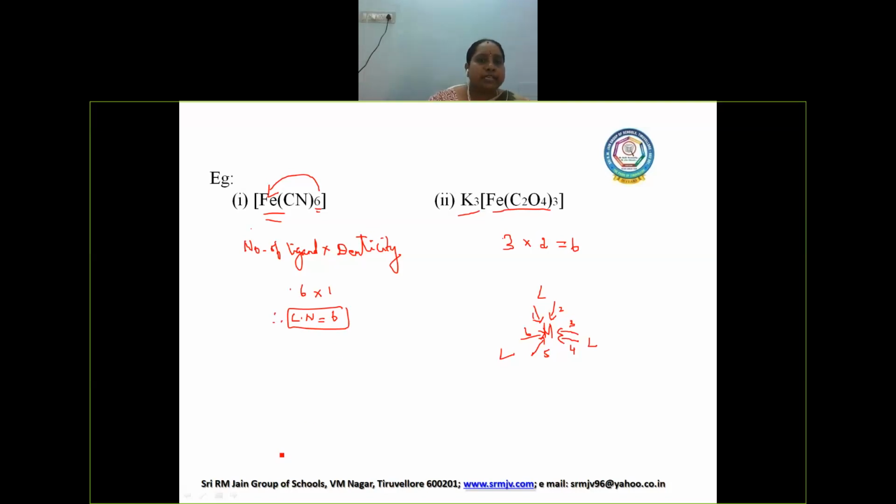Whereas in this first complex, Fe, that means iron, is the central metal atom, and cyanide being the unidentate ligand, 6 cyanides are attached directly to the central metal atom. Okay, now in this case, how many coordination bonds are there? 1, 2, 3, 4, 5, and 6. So the coordination number will be 6 for this complex. Okay. So if you have any doubt, just draw the structure and find the denticity. Clear?